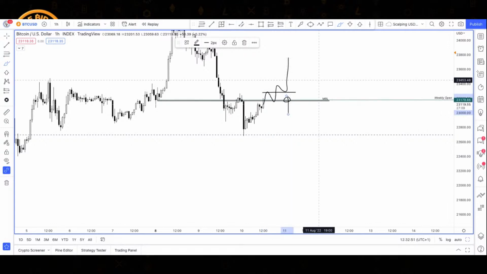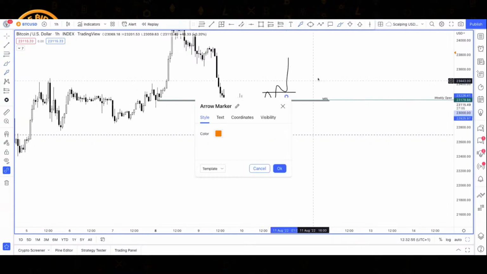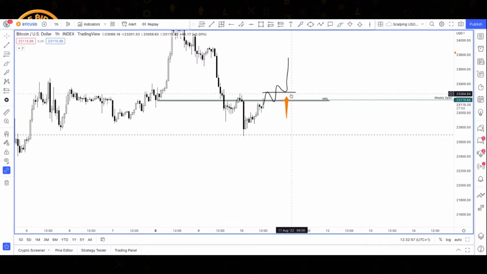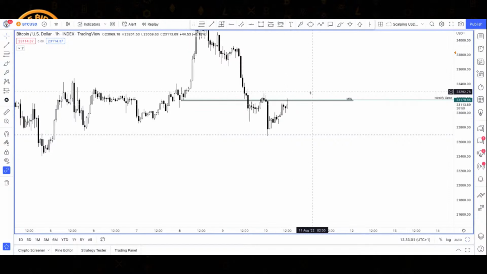That is the worst arrow in the world. Let me draw that. So then that gives us the trigger for a move higher. On the contrary, what else could we look for? Remember, this is our liquidity level and it's the weekly open. Price has come and broken below this. However, it's now broken above it.